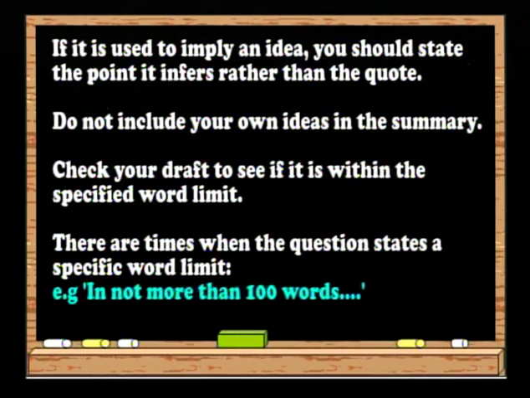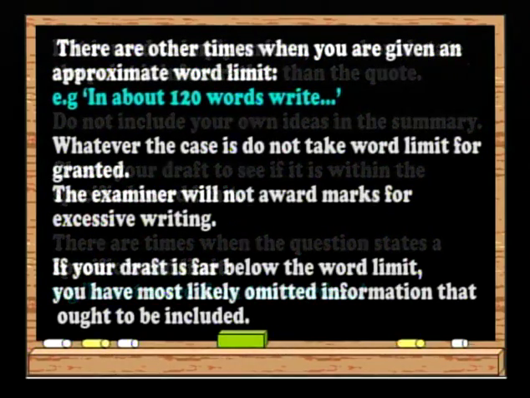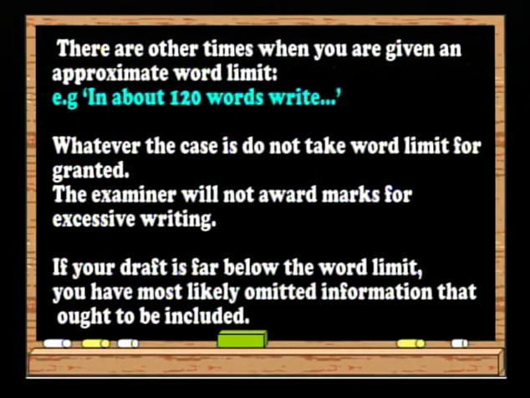Check your draft to see if it is within the specified word limit. There are times when the question states a specific word limit. Example, in not more than 100 words. Then there are times when you are given an appropriate word limit. Example, in about 120 words, write. Whatever the case is, do not take word limit for granted. The examiner will not award marks for excessive writing.